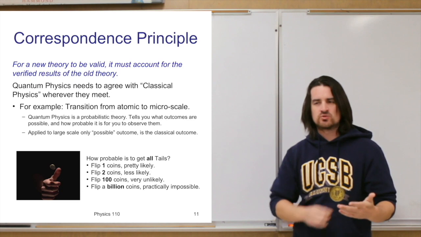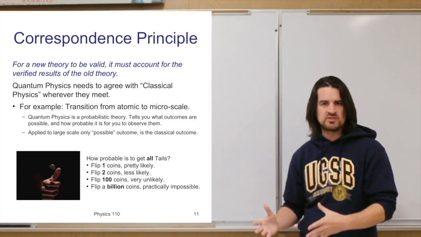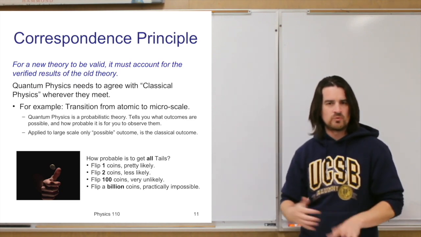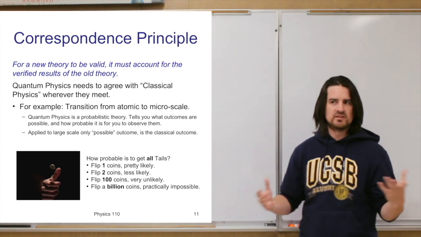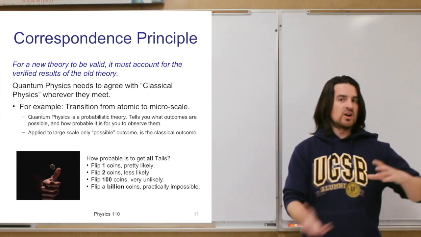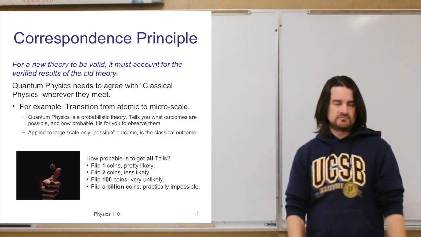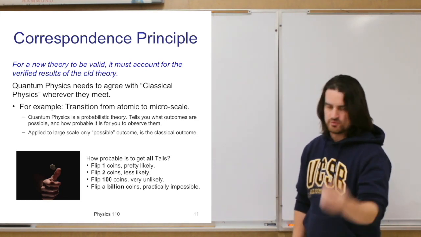Quantum physics is great, it explains some of these crazy things that we're seeing at the very small scale, very weird phenomena, but at some point it also needs to be able to explain things that we already understand very well. Why does an apple drop when I let it go?